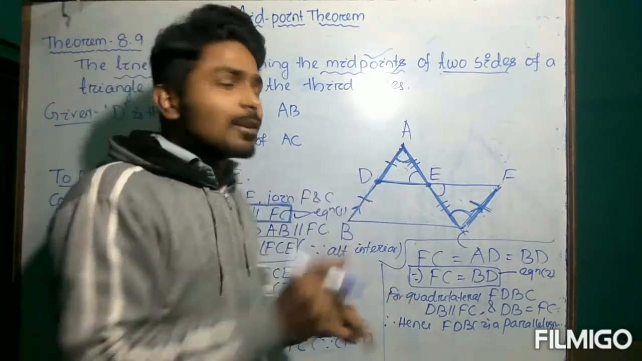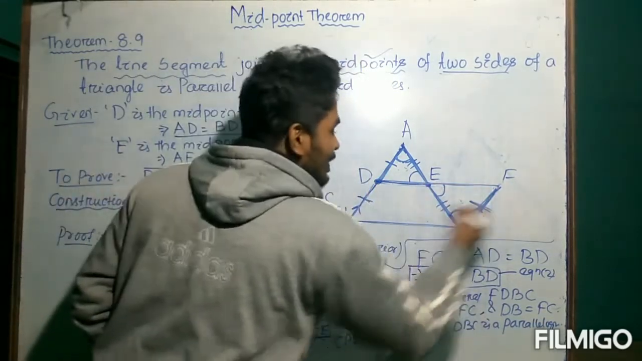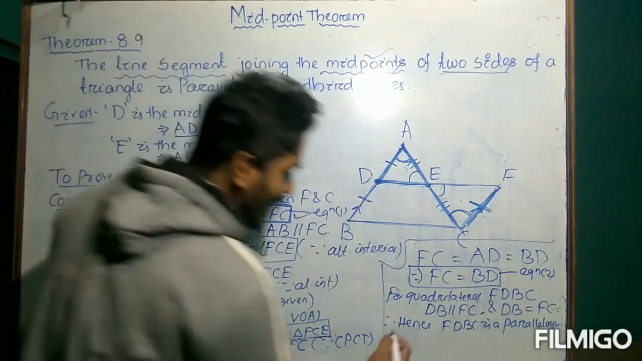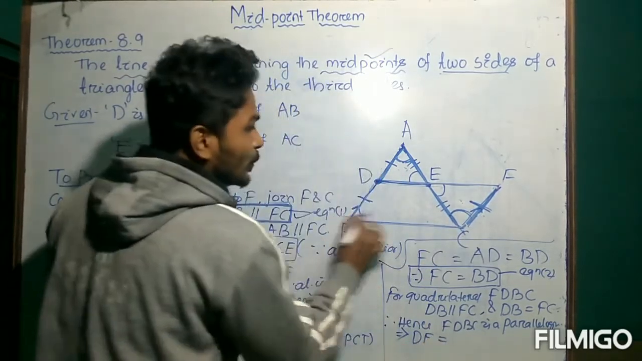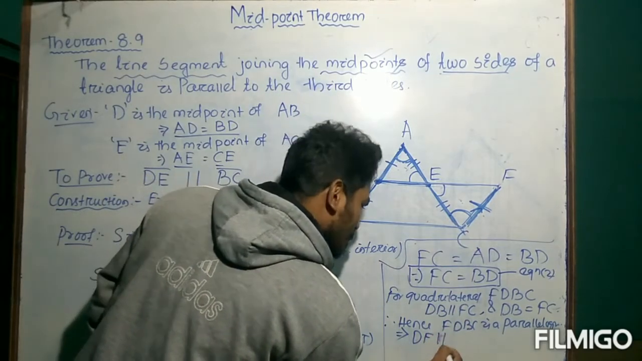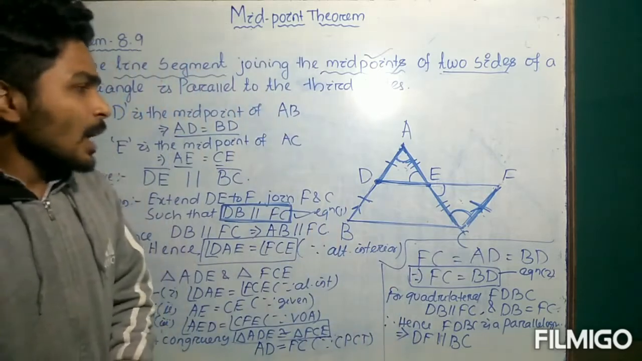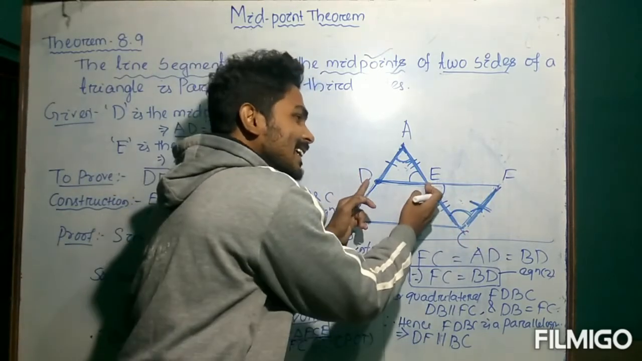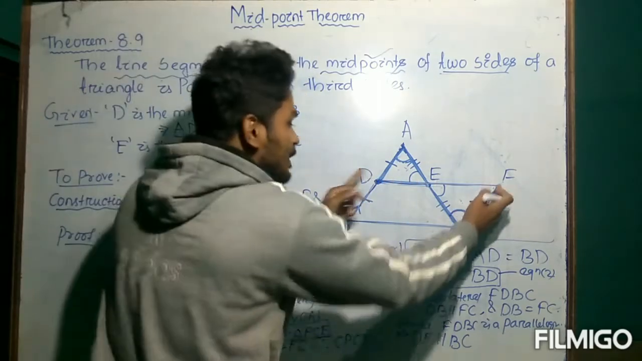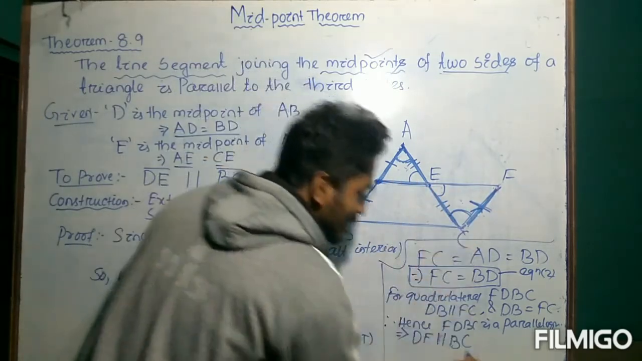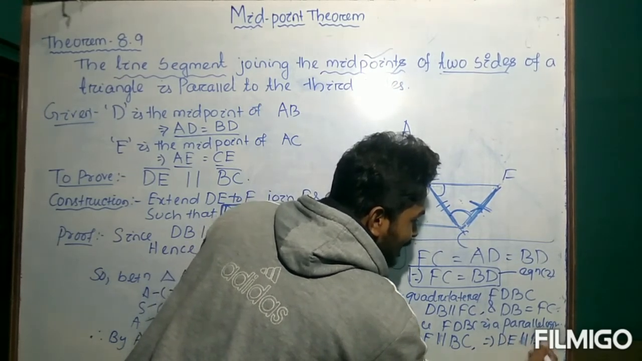Similarly, they are opposite pair of sides. DF must be parallel to BC and DF is equal to BC because it is a parallelogram. So we can write DF is equal to BC, or you can write DF is also parallel to BC. DF is parallel to BC. Okay, if DF is parallel to BC, then DE is a part of DF. Yes, DE is a part of DF. Since DF is parallel to BC, you can write DE is also parallel to BC.